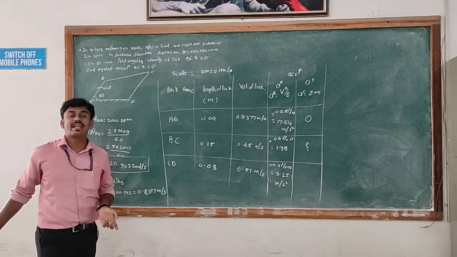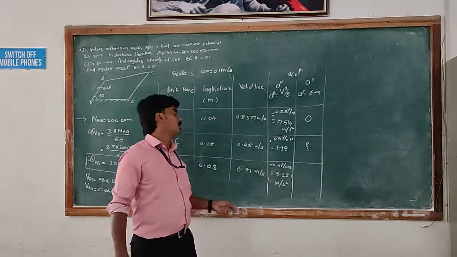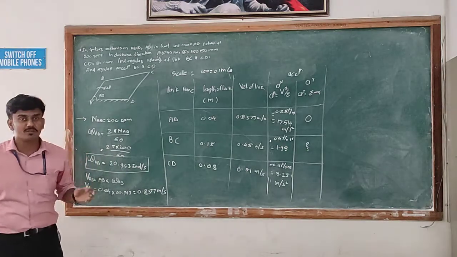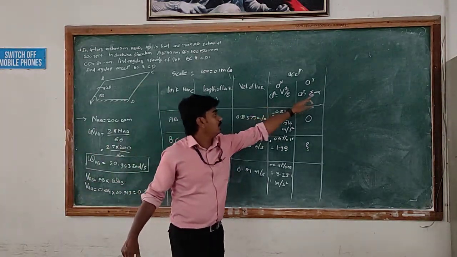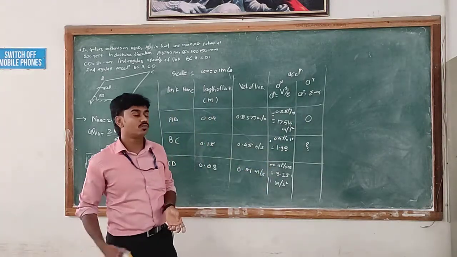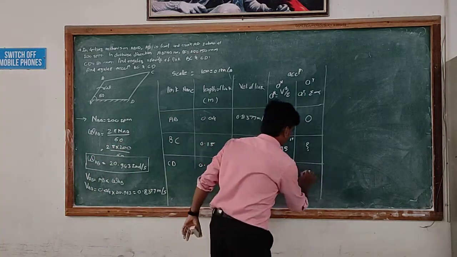Now we have to find out the tangential component of acceleration. To find the tangential component of acceleration of this link CD, we need alpha, but we don't know alpha, so we have to find it out. Okay.